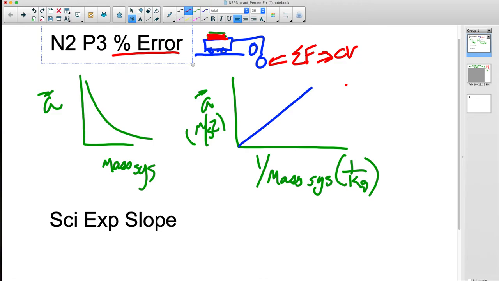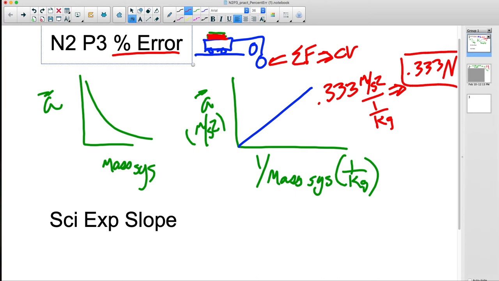For the sample I'm going to do today, we're going to pretend that my slope was 0.333 meters per second squared per 1 over kilograms, which, as we showed with unit analysis in class, can be rewritten as 0.333 newtons, because a meter per second squared divided by 1 over kilograms ends up being meters per second squared times kilograms, which is newtons. So this is what we're going to use for the sample slope today.